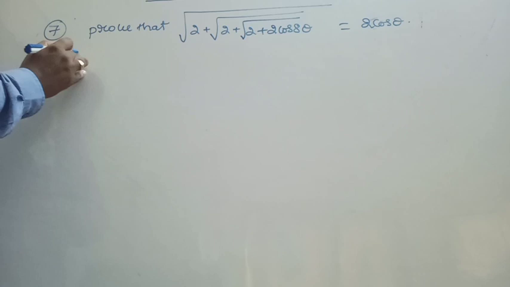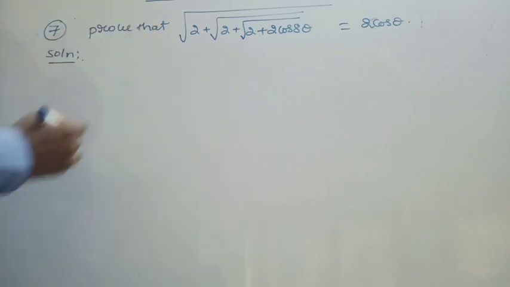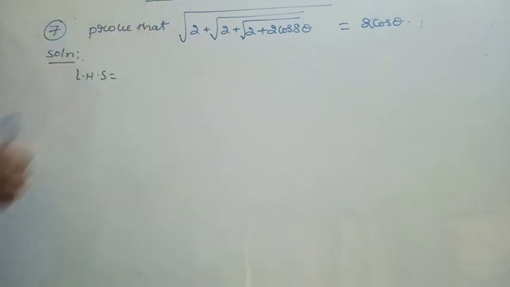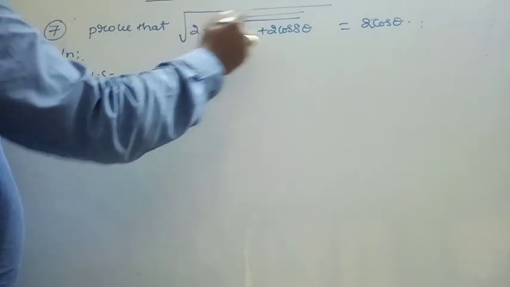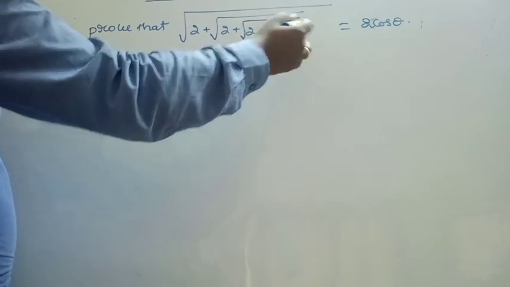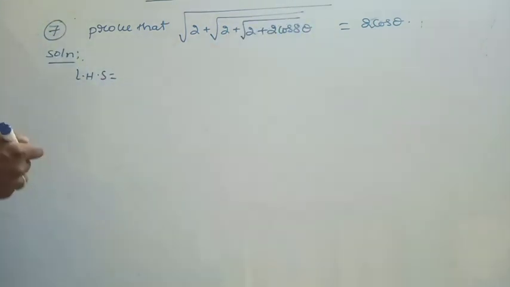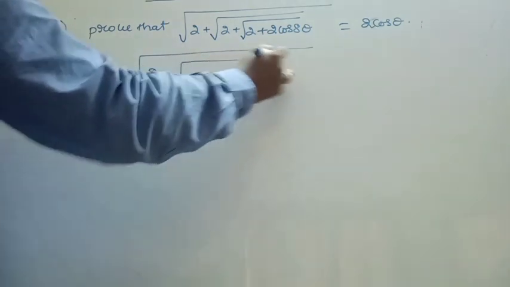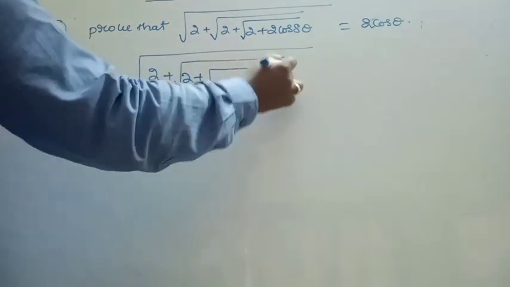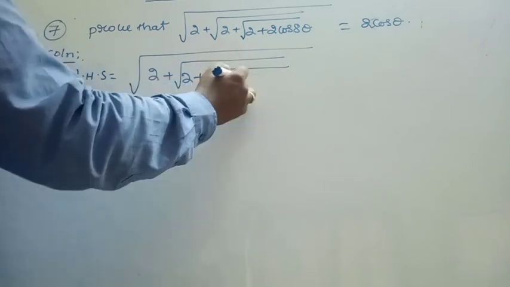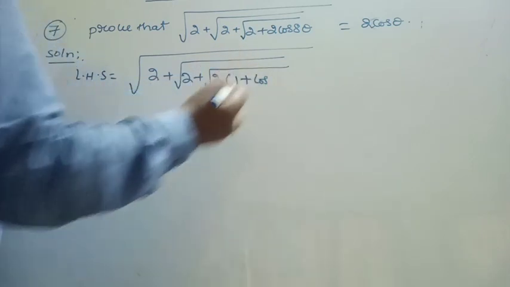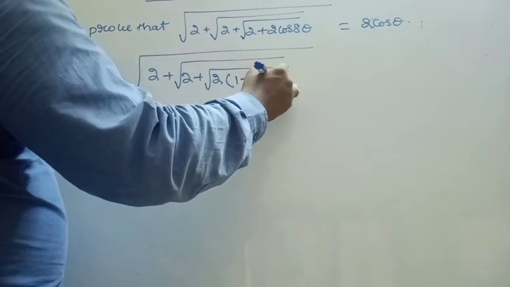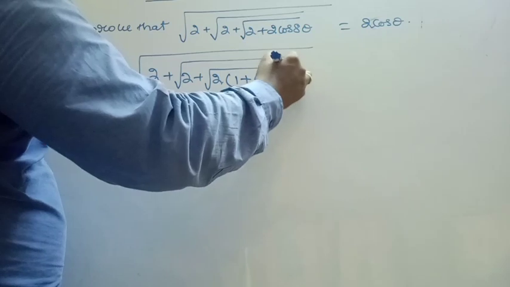So very important problem, my dear student. This one many times they have asked in competitive exams, right? Prove that square root of 2 plus square root of 2 plus square root of 2 plus 2 cos 8 theta equals 2 cos theta. Now you take the left hand side here. This is nothing but 2 plus square root of 2 plus square root of 2, you take common here, my dear student, then it becomes 1 plus cos 8 theta, right? 8 theta I can write as 2 into 4 theta, we can write like this.